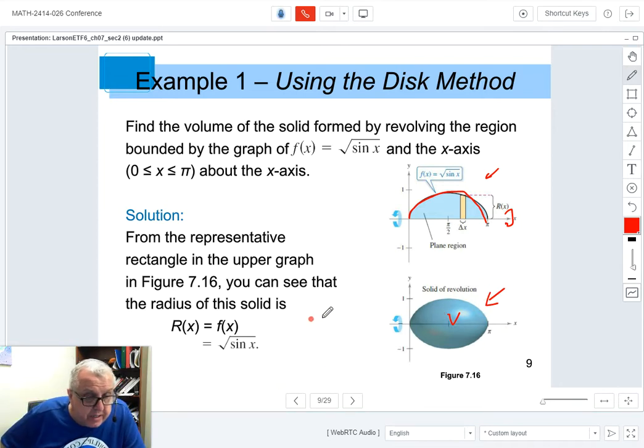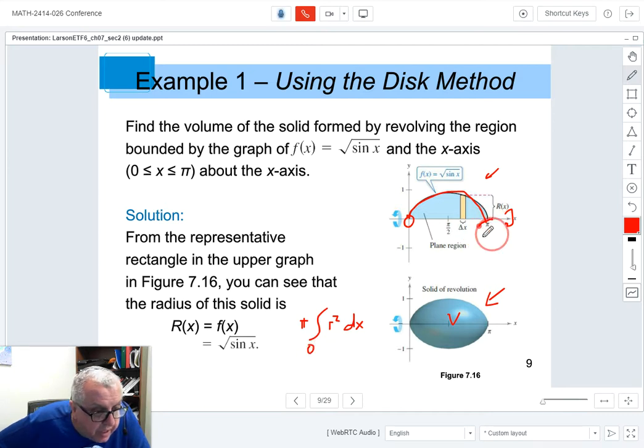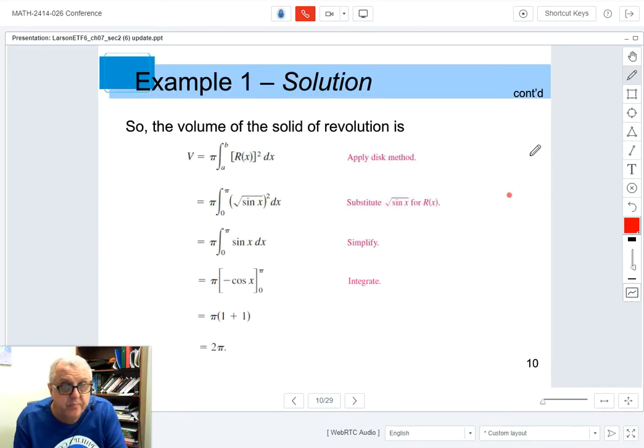We're going to integrate pi r squared, and then the width, which is dx, along the x-axis. And if you look, we're going to integrate from 0 to pi. All right, so let's go to the next slide. It's going to explain it a little bit better.